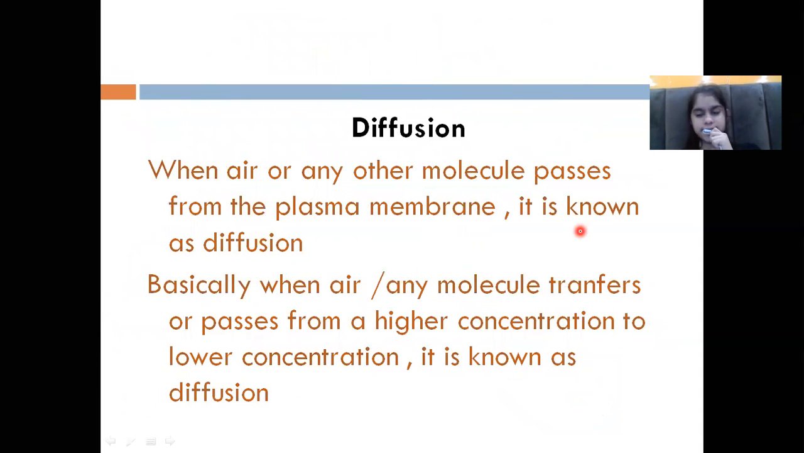Next is diffusion. We just talked about water going from a higher concentration to a lower concentration. Now if it is anything except water, you have so many molecules around you. If I talk about oxygen, if oxygen goes from a higher concentration to a lower concentration, that's my diffusion.